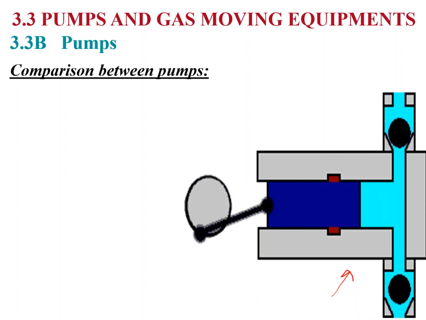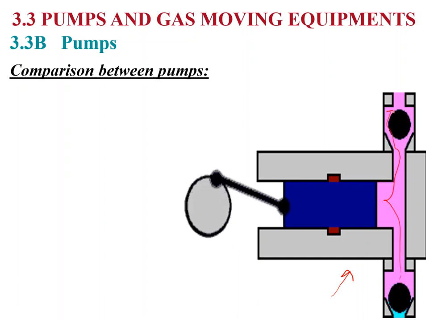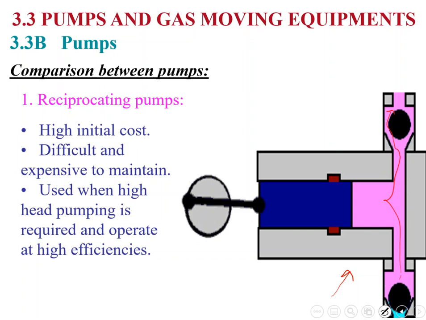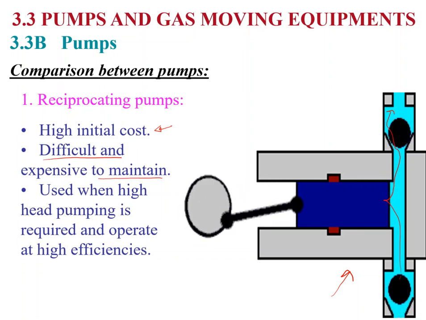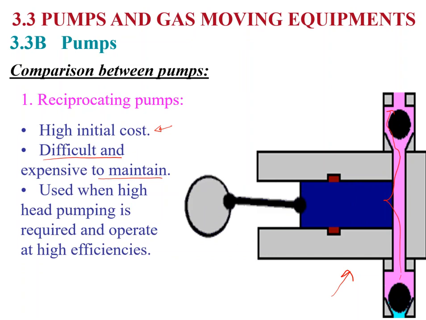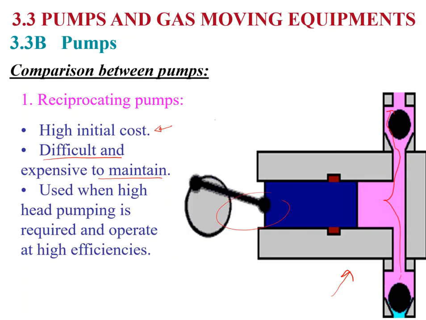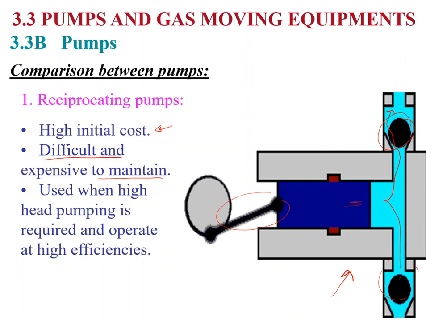And what's the flow direction here? As you can see, the flow direction is again from down to up. So this is the first type. For the reciprocating or piston cylinder, usually it has a high initial cost, and it is difficult and expensive to maintain. Why? Because it has a lot of moving parts. As you can see, I have this shaft, I have the piston, which is moving, and I have those valves here. So this is why it is expensive and difficult to maintain.